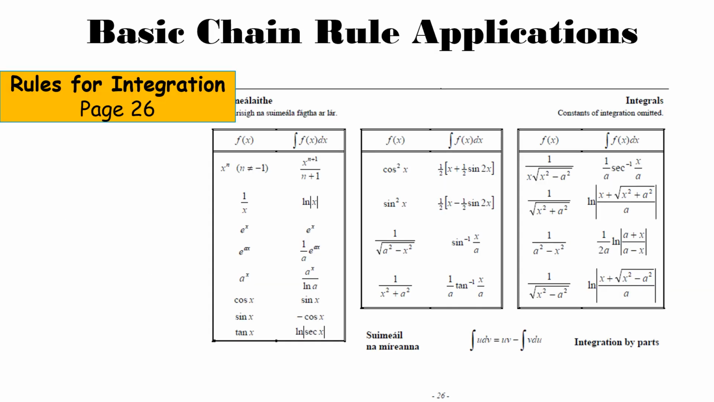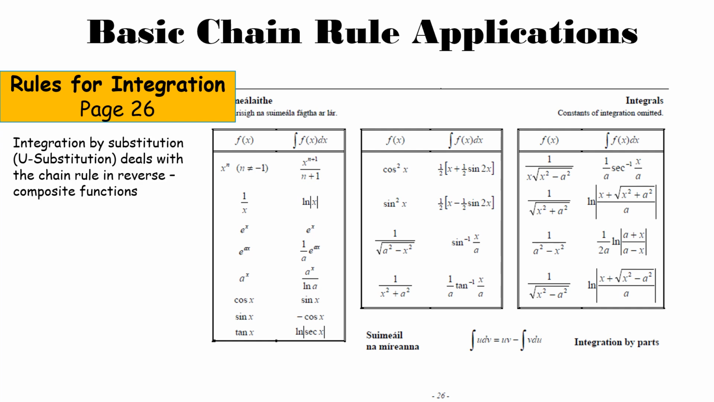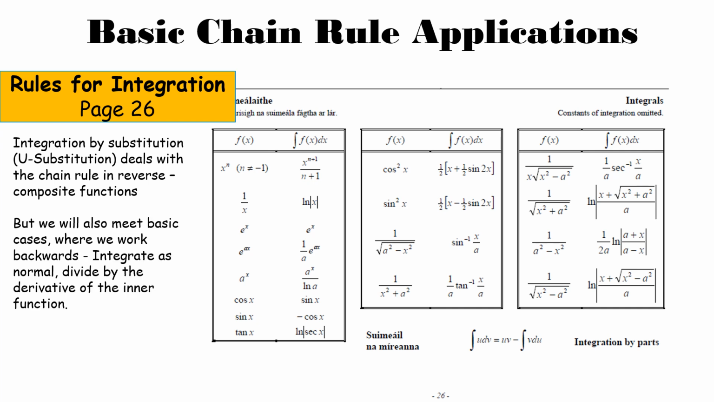So here are our rules of integration from page 26, and there are three bits in particular that I want to point out, and one that we see quite a lot, that is the basic chain rule in reverse. If we have a composite function, if we have chain rule, we do have that idea of integration by substitution. However, there are some really basic examples that we don't want to waste our time doing integration by substitution. Instead, we want to work very quickly. And how we're going to do that is we're going to work backwards on the chain rule, which means we're going to integrate it as per the rule in the log tables as normal, and then we divide by the derivative of the inner function. So whatever the inner function is, we differentiate it and then we divide by it.